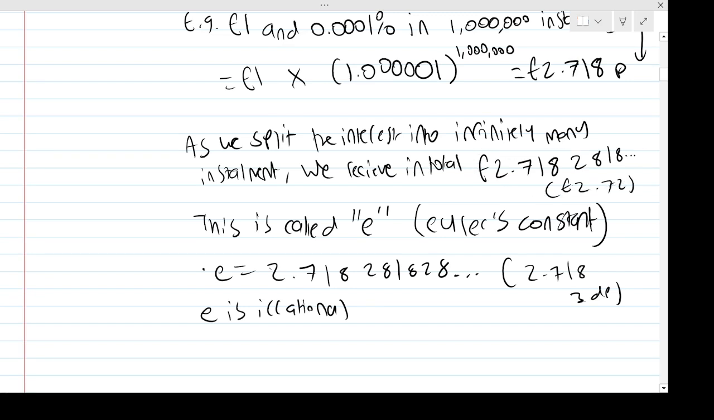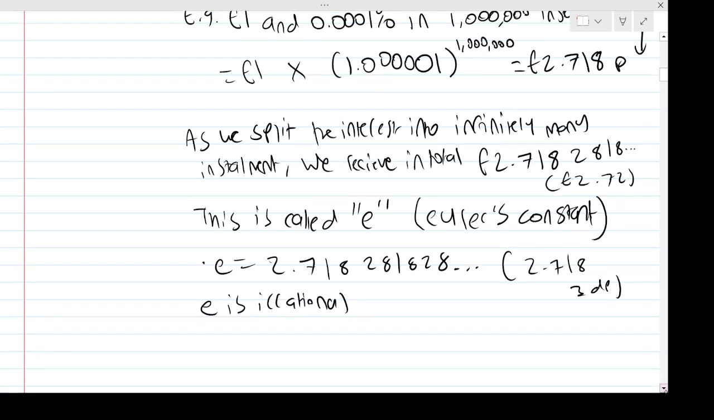So that's e. That is e. You do not need to know any of that. All you need to know is e is this number here, and that is irrational. So that's where e comes from, this number here.